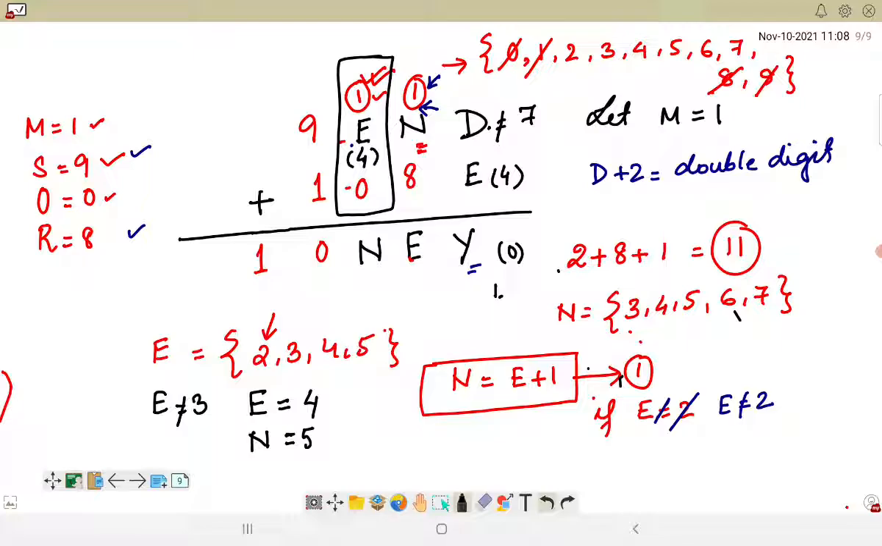So let us consider the second option which we have here. If we are considering this, D plus E should be giving me a double digit number in Y. So this D has to be either 6 or 7 or 8 or 9. 8 and 9 are not possible because they are already taken.